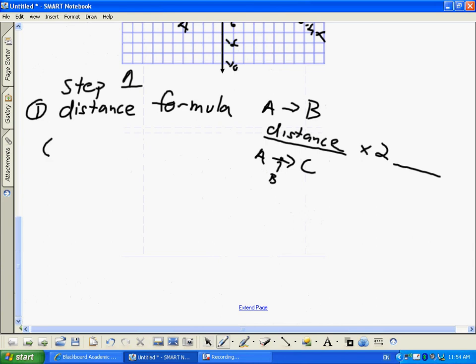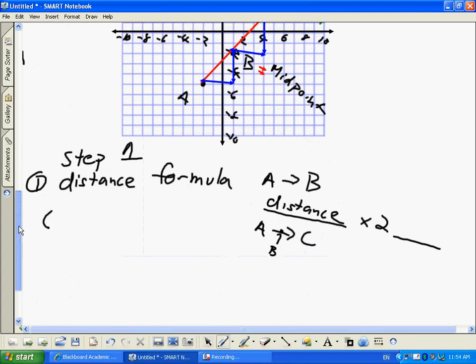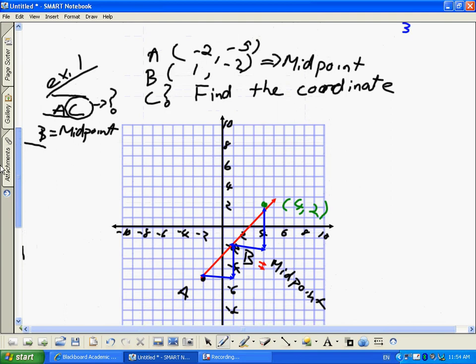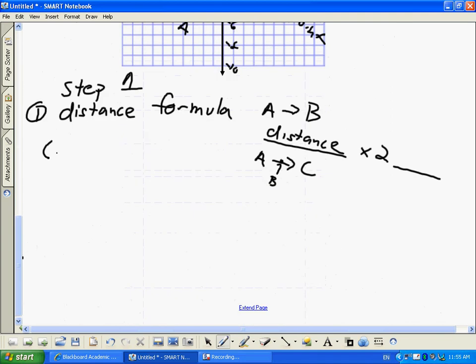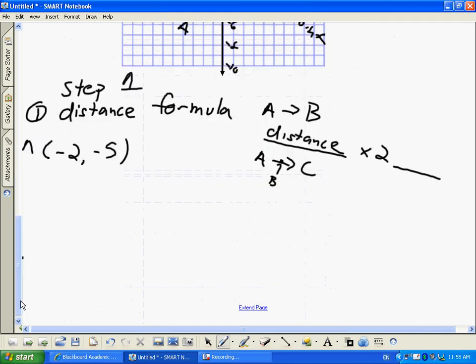So we have our point A. What was the coordinate of our A? A to C, and B is that midpoint. It's just like a little representation. -2, -5. And what was B? Does anyone remember? Say it again? 1, -2.